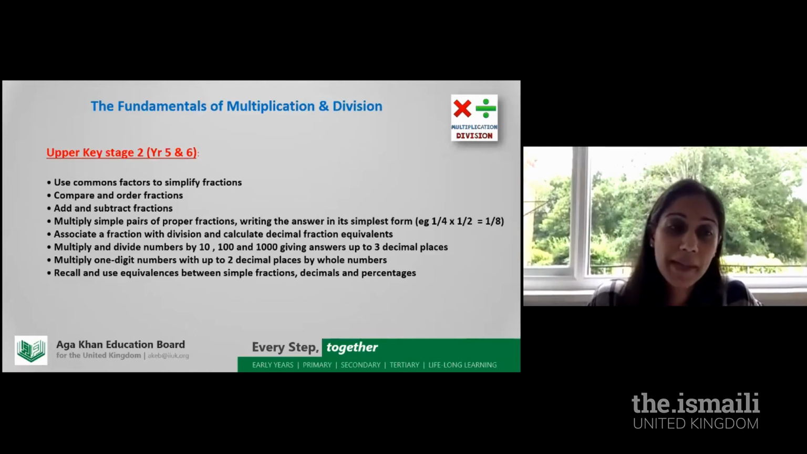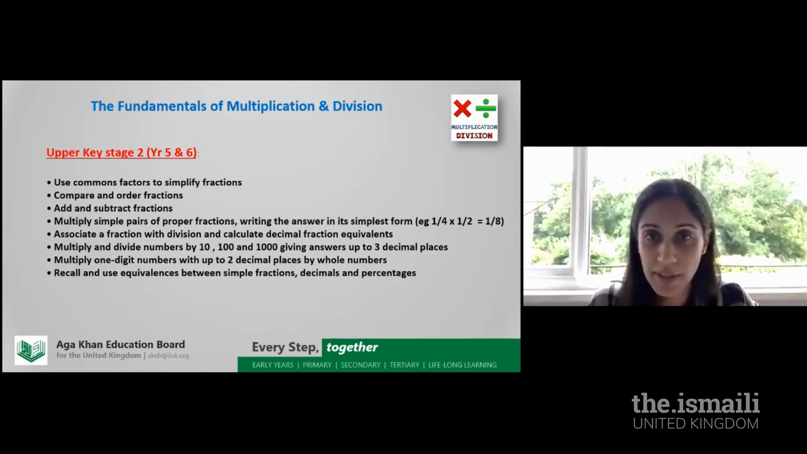They should also be able to multiply and divide by numbers 10, 100 and 1,000, and we'll have a look at some examples in the slides ahead. They should be able to multiply 1-digit numbers with up to 2 decimal places by whole numbers. And finally, they should be able to recall and use equivalences between simple fractions, decimals and percentages.